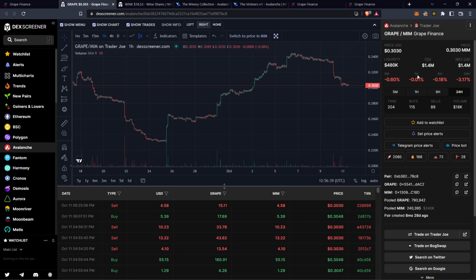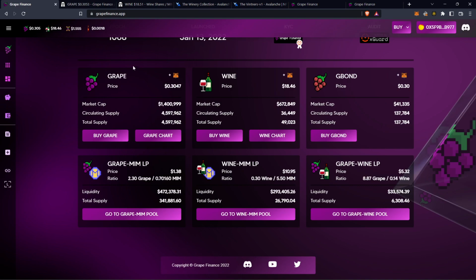The liquidity is sitting strong at almost $500,000 with a market cap of $1.4 million. The circulating supply of Grape has continued to go down. The circulating supply of Grape as of right now is 4.59 million tokens. And LB in the last AMA mentioned the winemaker game burned almost 10,000 Grape in a single week. So that is quite bullish if you ask me. So you now know how successful and helpful winemaker has been for the Grape.